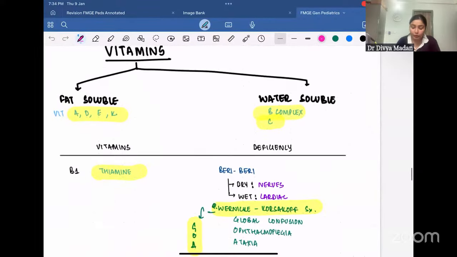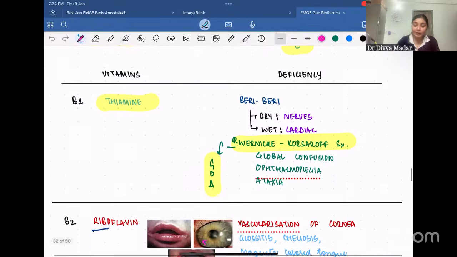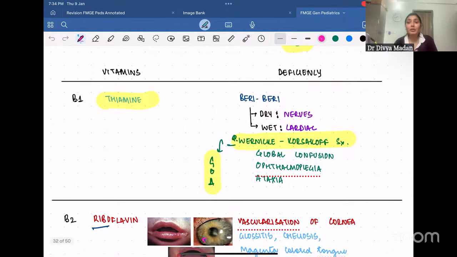So if we talk about vitamins, there are two types of vitamins. We have fat-soluble vitamins and water-soluble vitamins. We all know what are the four fat-soluble vitamins. We have vitamin A, D, E, and K. And in water-soluble vitamins, we have B complex vitamin and vitamin C. Right? Now, let's briefly discuss these vitamins and what their deficiency causes and what are the exam points that you need to remember.